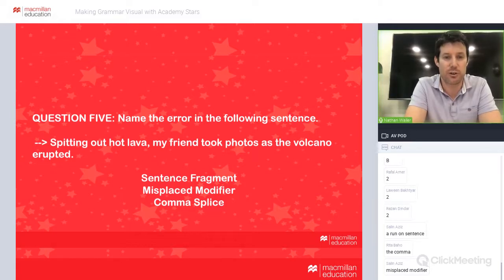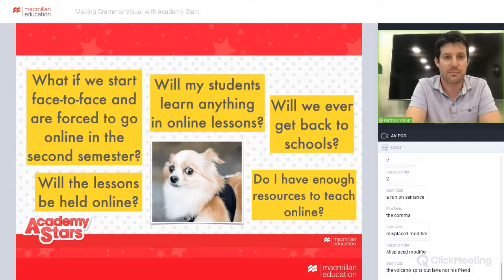Comma splice we just saw in the last question, question 4. If you use a comma in that sentence, you're using a comma splice. It's supposed to be a semicolon. But this one is a misplaced modifier. The spitting out the hot lava is modifying, I think it's modifying volcano and not friend or something. Yep, there you go. Look, the volcano spits out lava, not his friend. Perfect. Well done. So I think some people got 5 out of 5. Maybe a couple of people got 4 out of 5. I think you guys are pretty hot on your grammar, so that's great.